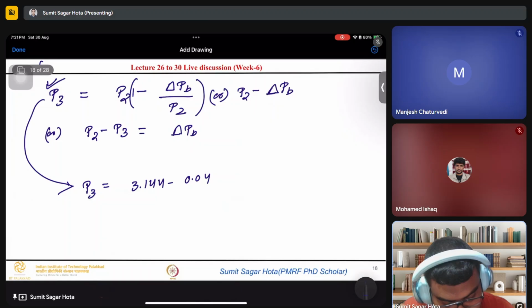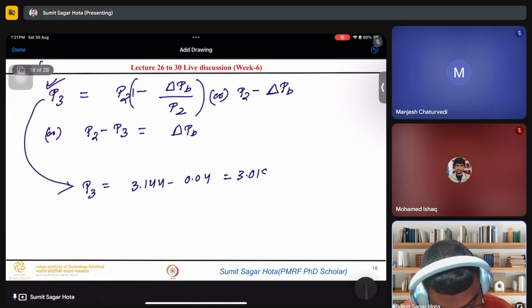So P2 minus delta PB. Just substitute 3.144 and this is obviously 0.04. To solve, you will get some 3.018 bar. So this is your answer. P3 you have.